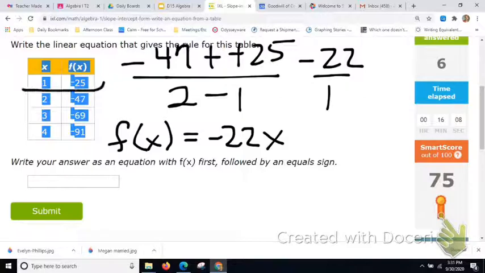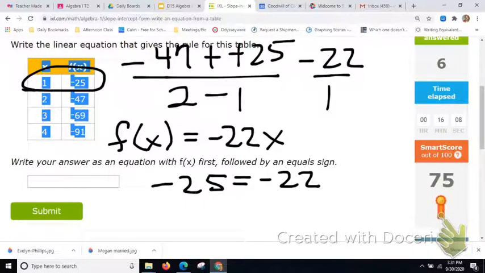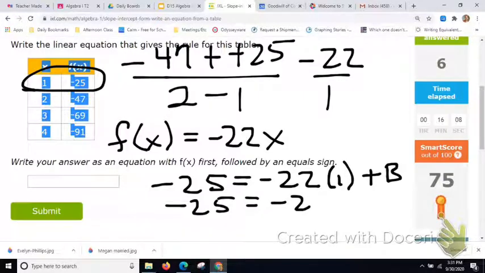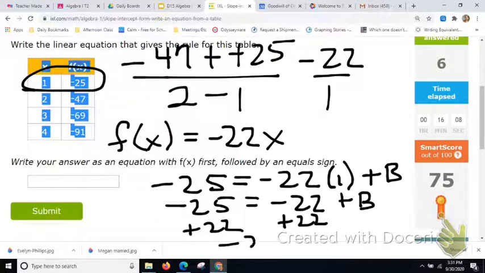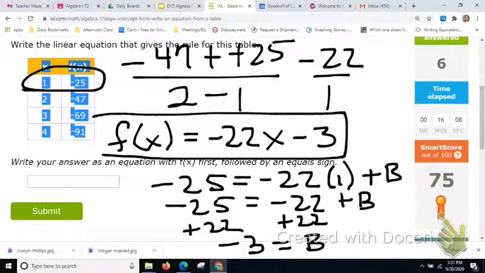So now I can choose one of these points. I'll just go ahead and choose that top one. So negative 25 is equal to negative 22 times 1 plus b. Get that b by itself by adding 22. And then I find out, oh, b must be negative 3, because I'd still have to subtract 3 more to get all the way down to negative 25. So that's what goes here. So this is what I would type in.